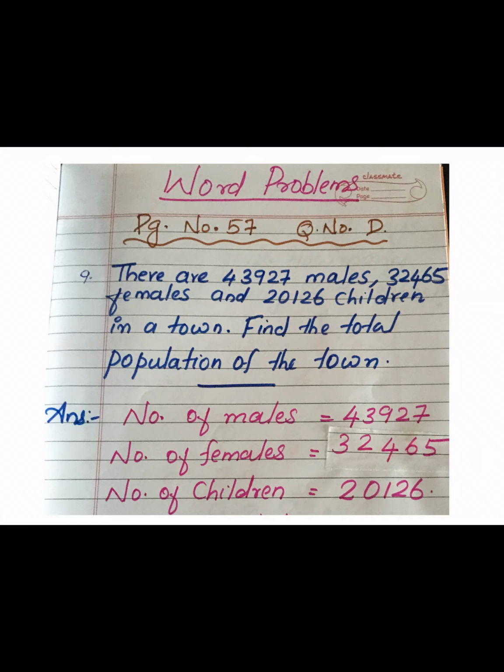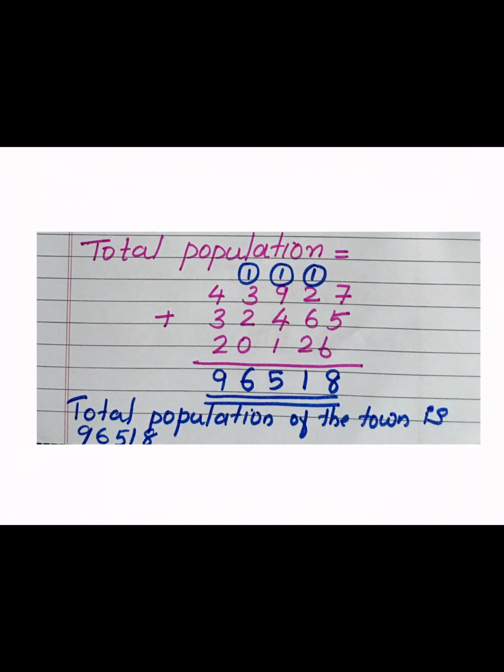Here the number of males is given. So we will write number of males is equal to the given number, and then the number of females is given, that also we will write: number of females is equal to, and then the number of children, that also we will write. Then next we will find the answer. Here we have to find the total population. For finding the total population we have to add all the numbers together.